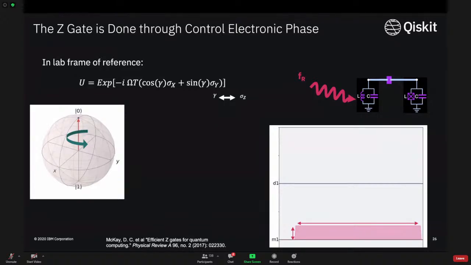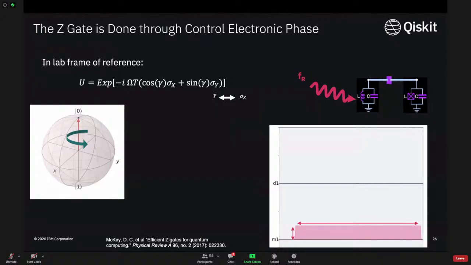So here is how I've talked about how we rotate about, say, the x-axis or y-axis. But then there's a question as to how do you rotate about the z-axis? So this is done through the virtual Z gate. I very much like my colleague Nick Braun's phrase here: the only perfect gate that you have is the one that you don't do.